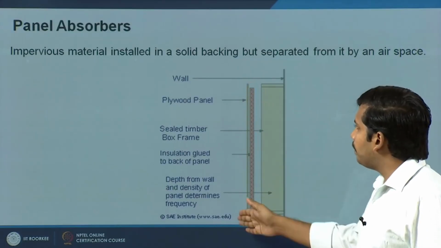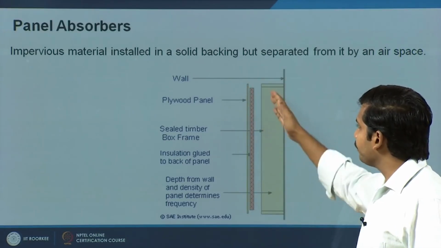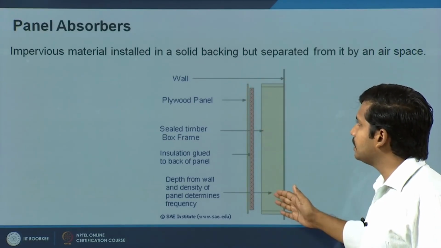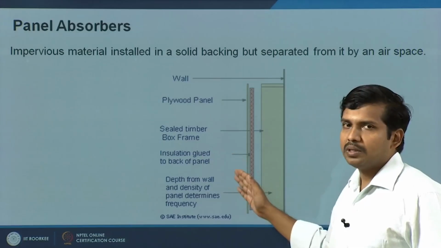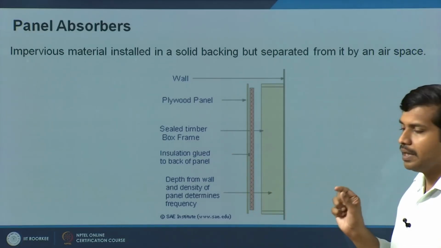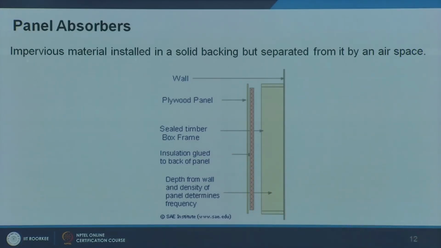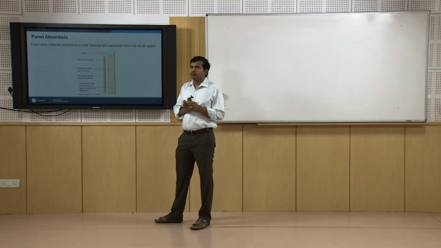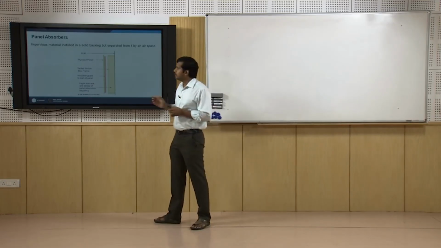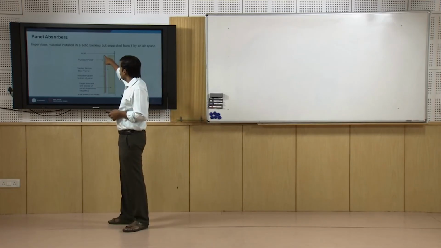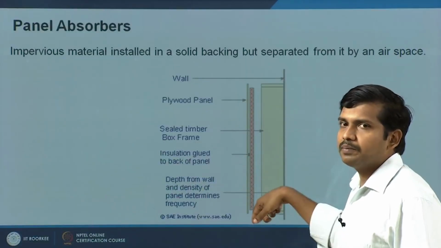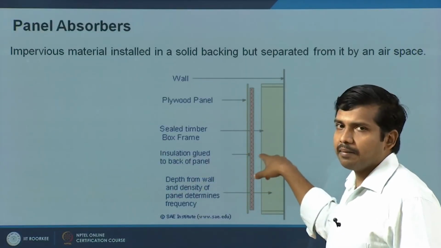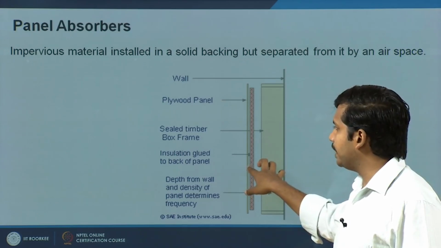Imagine a thin plywood panel mounted on a frame, there is an air gap, you have the wall section here. This also absorbs at a specific particular frequency bandwidth. The absorption is restricted to one or two specific bandwidths, which depends on the thickness of the panel, the area of absorption, and the air gap which is available behind, that is the spacing.